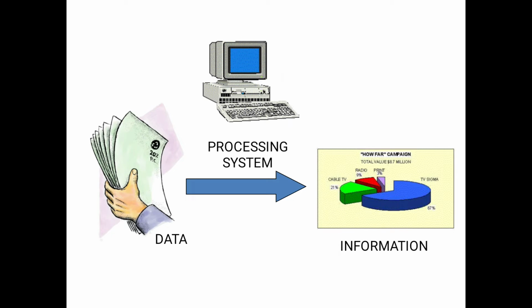Hello. This figure shows that one is the input, as shown here, the data. Next is the processing system, and third is the information. Now look at this, according to the definition, this hand holds some objects. That is nothing but some papers. Those papers are nothing but the information.